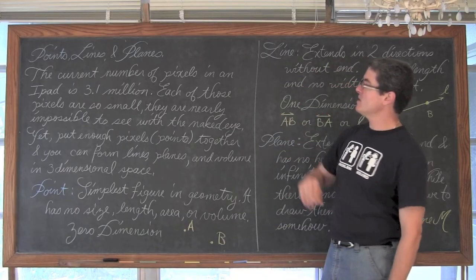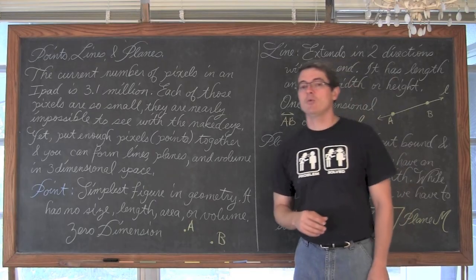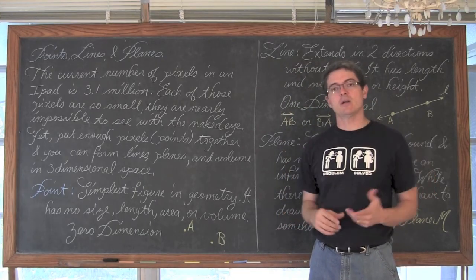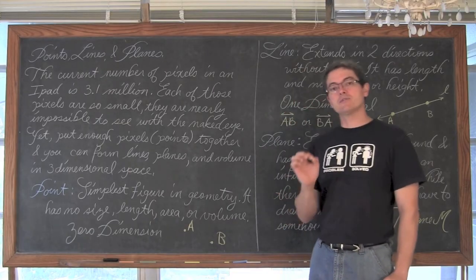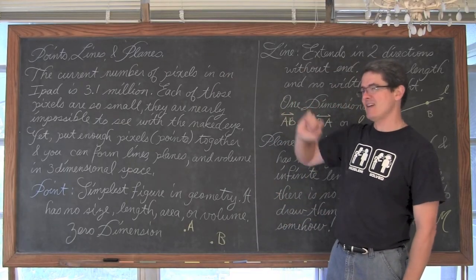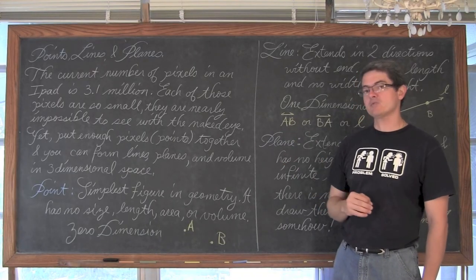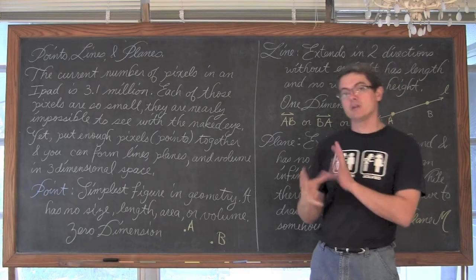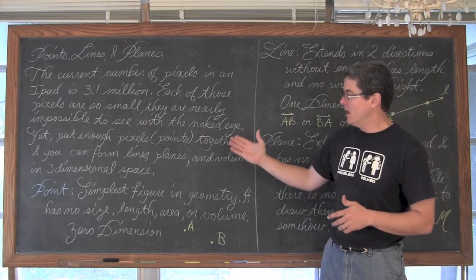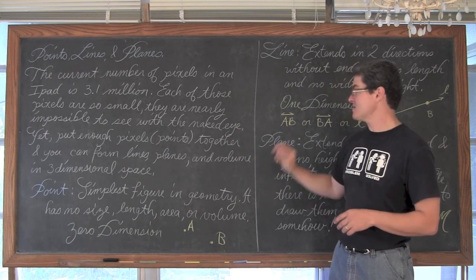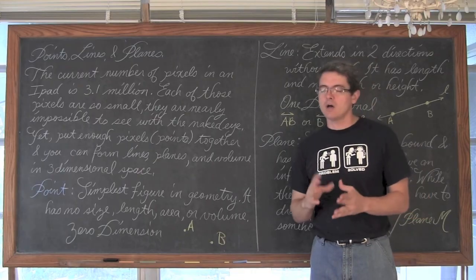So, the current number of pixels in an iPad, as an example, is over 3.1 million pixels in an iPad with, what, a 10-inch screen? So each one of those tiny little pixels, each one of those points, see the tie in there, is so small that they're nearly impossible to see with the naked eye. Yet put enough of those together and you can form lines, planes, and volume if you are talking about three-dimensional space, which we are not going to be in this video.